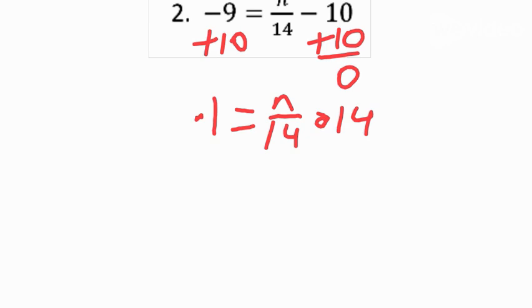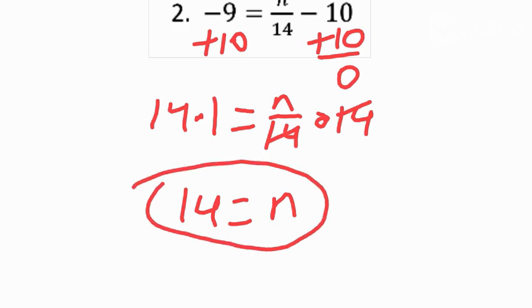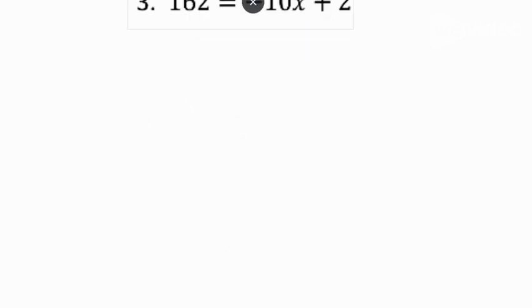Then we have to get rid of the 14, so we'll do that by multiplying by 14. Multiply the other side by 14. We end up with 14 on the left side. 14 divided by 14 is 1. So we're left with 1n, or just n, on the left side. And there's our answer to question number 2.